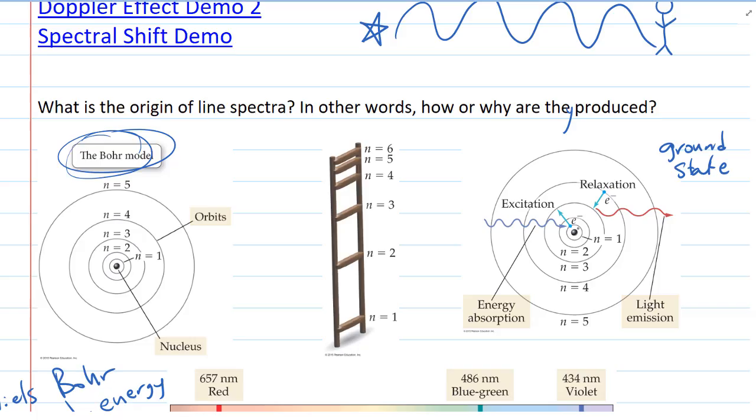So electrons are the same way. Again, ordinarily they'd want to be in the ground state, but if we put some energy into them, they'll go up to a higher energy state.